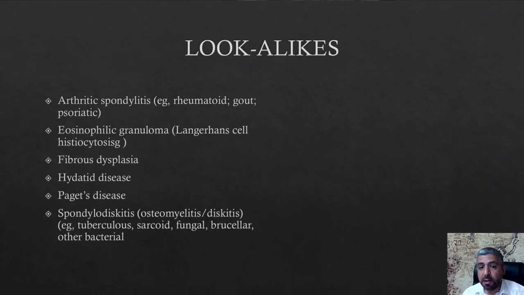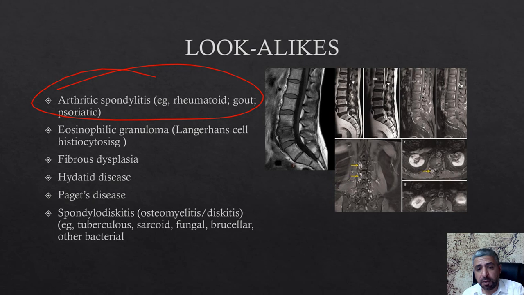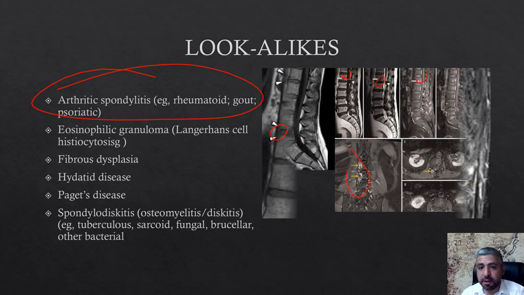Now let's talk about the lookalikes, things that look like lesions, however they are not lesions. This includes first arthritic spondylitis, like rheumatoid arthritis, gout, psoriatic spondylitis, or ankylosing spondylitis. There are a lot of spondylitides that make some kind of lesions. You can see here, for example, these are erosions from the spondylitis, and these are all erosions from spondylitis.